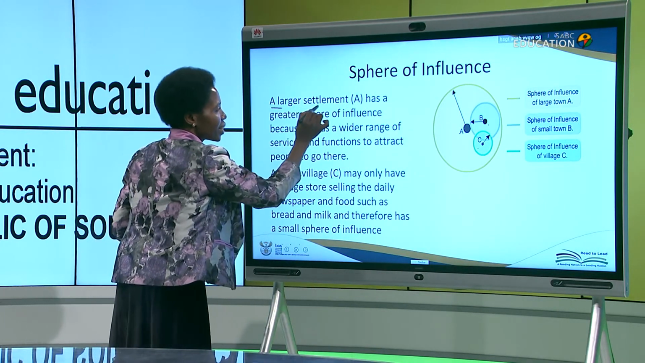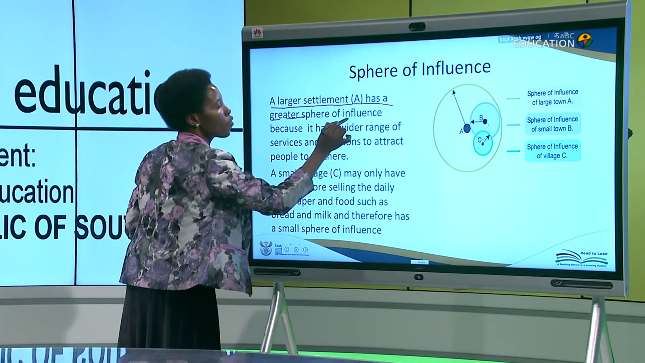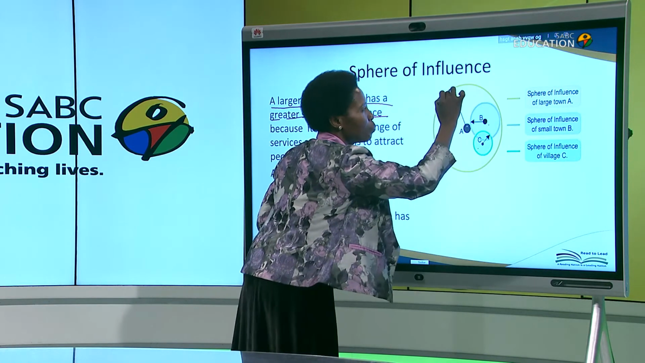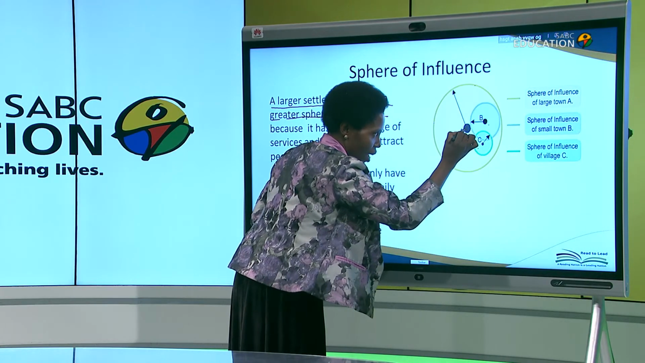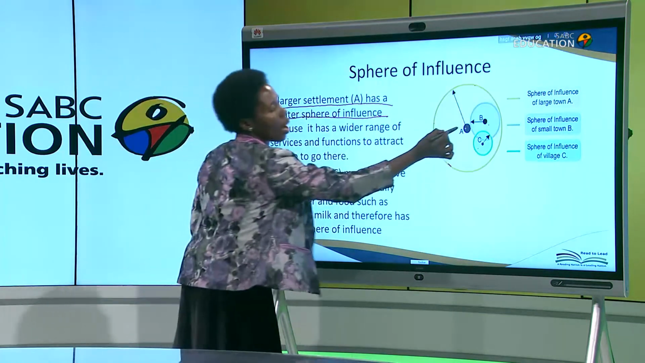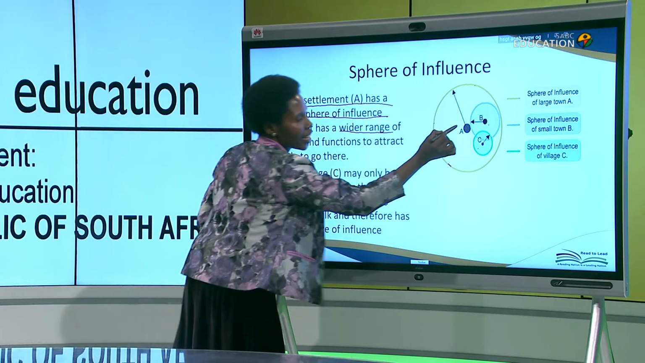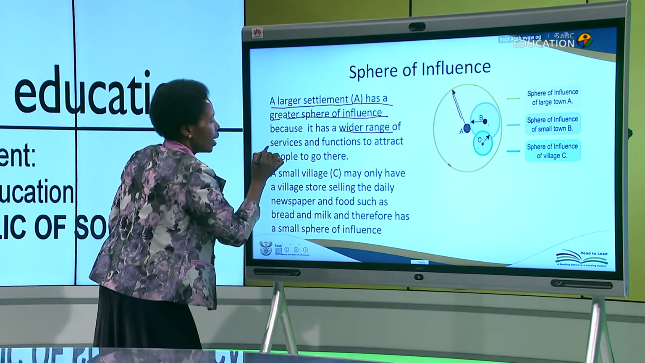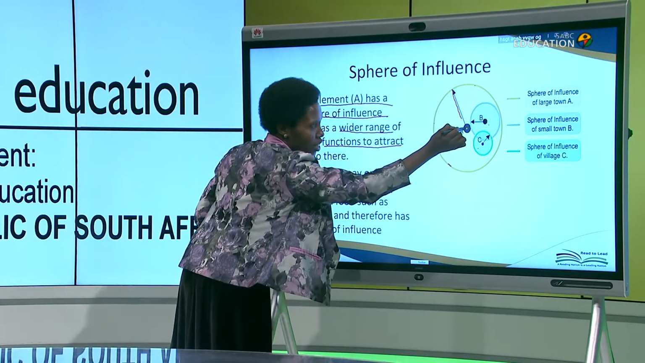Okay, this is what I said here. A larger settlement A has what? Greater sphere of influence. What do we mean by that? Which means this A will get people who are coming from this whole area here to come and utilize this function here. Okay, but why do they have to come here? Because it has what? A wider range. And it has more functions that attract people to come to this place.